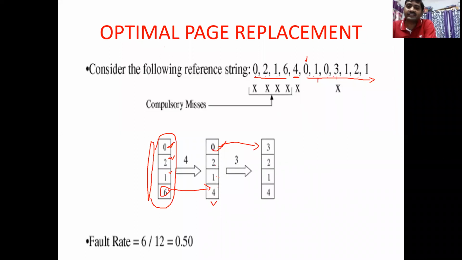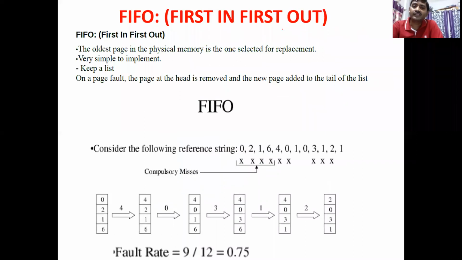So there will be 6 hits and 6 misses. So the fault rate is 50%, right? This is optimal, which looks in the forward direction. One disadvantage is we cannot predict the future, no? So sometimes this algorithm will fail. For that, we go for another algorithm, first in, first out, right?